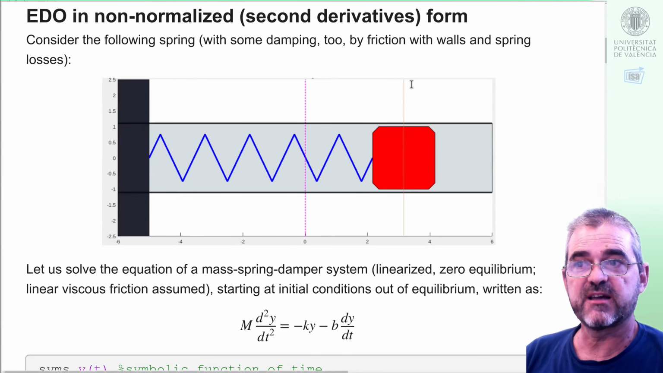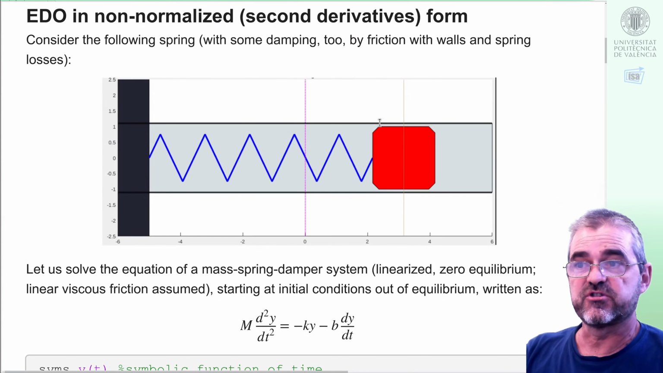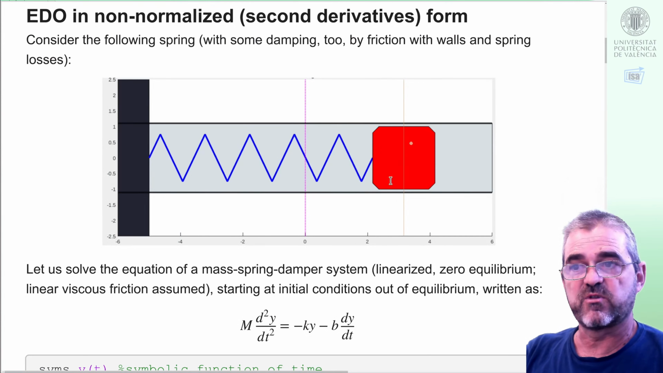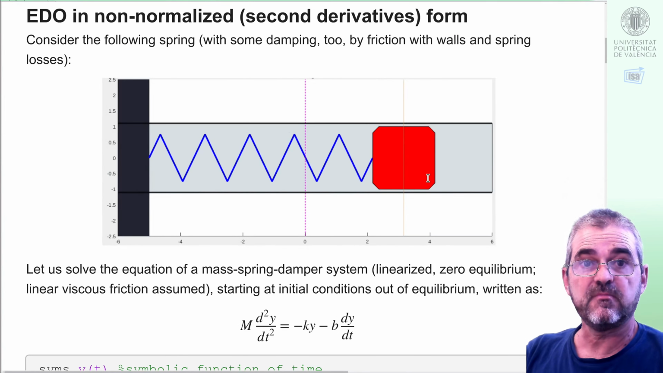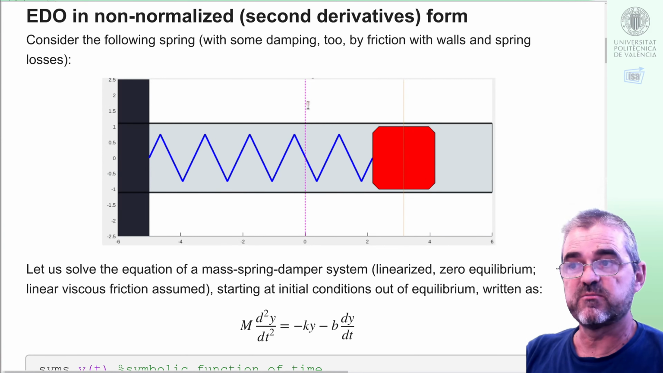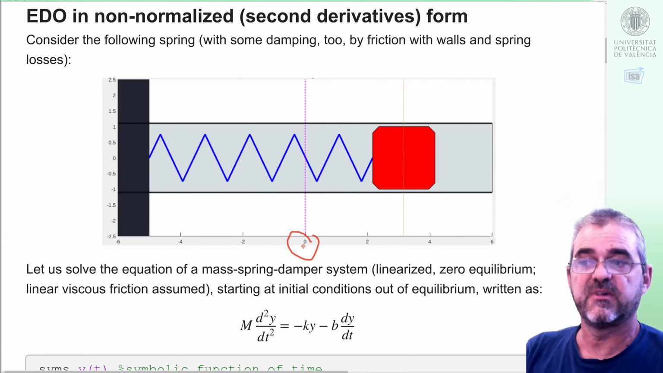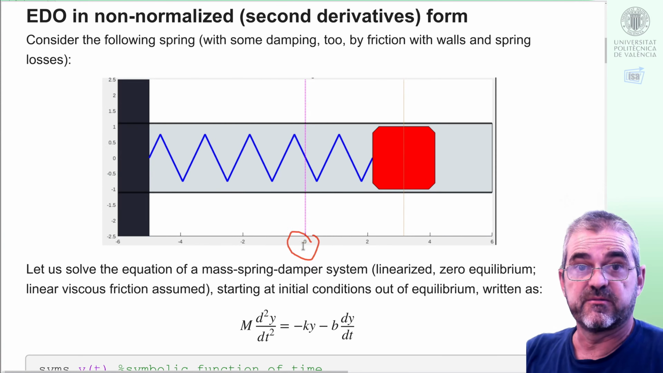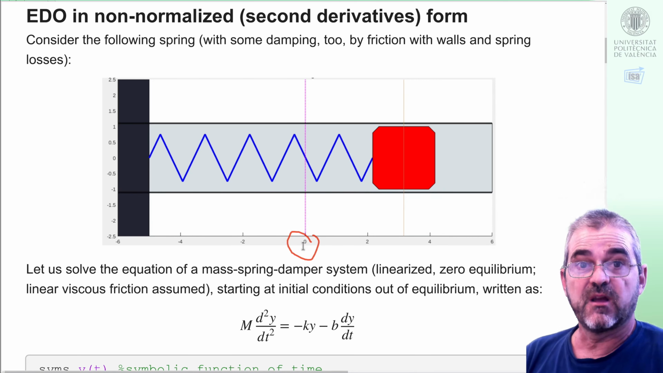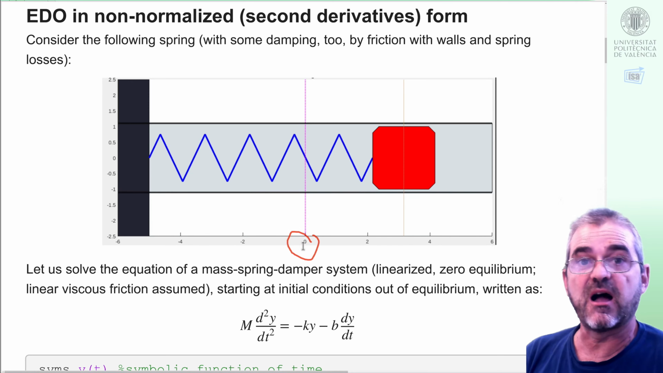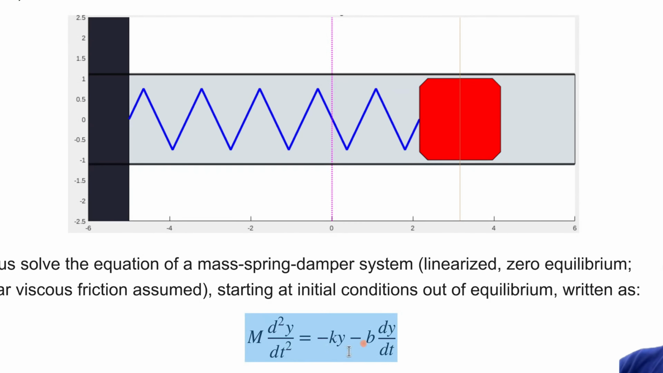Our problem to analyze would be computing the evolution of this spring with some damping by friction with walls and spring losses, and assuming that the equilibrium position is 0 in here. If it's not 0, we can just translate the origin of our coordinate reference system, so there is no loss of generality. And if we assume that friction is somehow linear, then we have this ordinary differential equation governing the movement of the red mass.